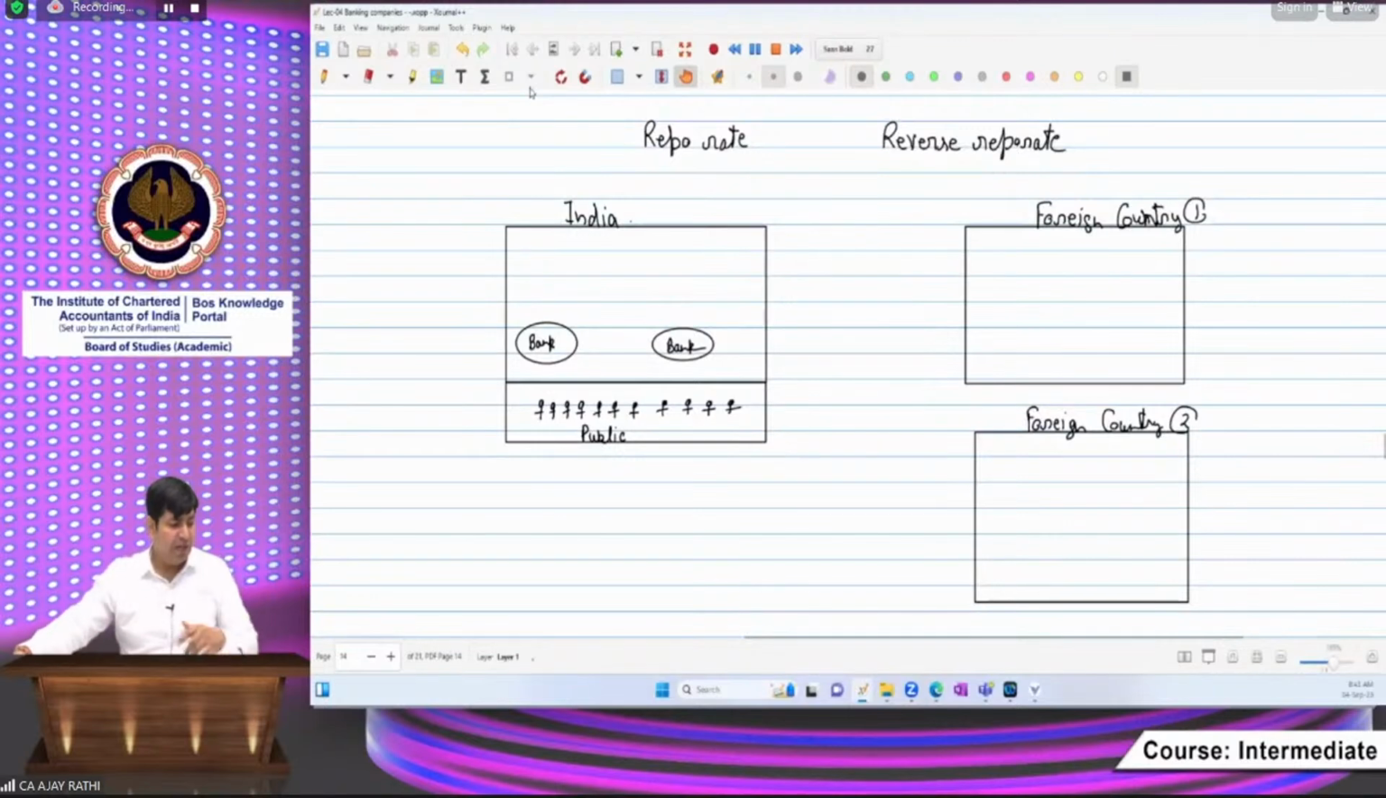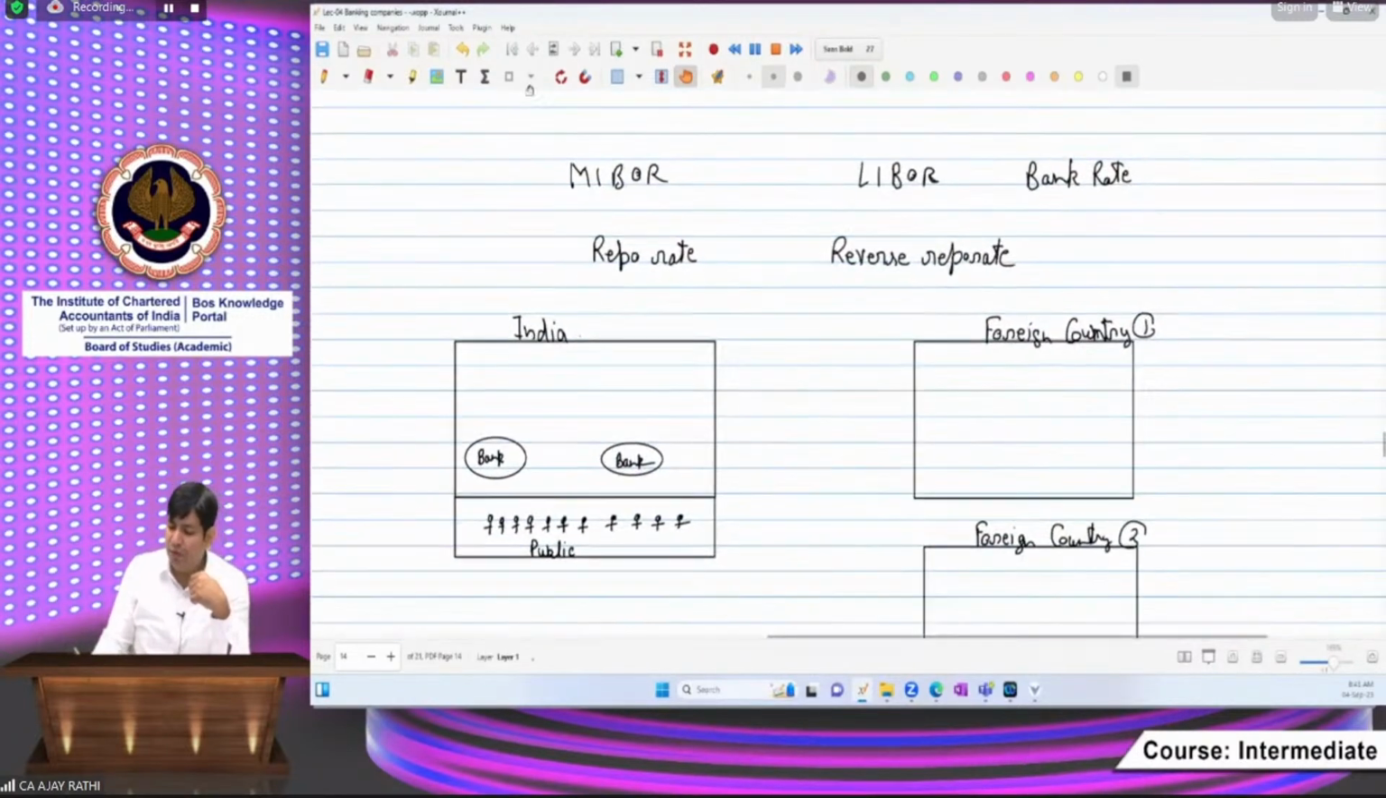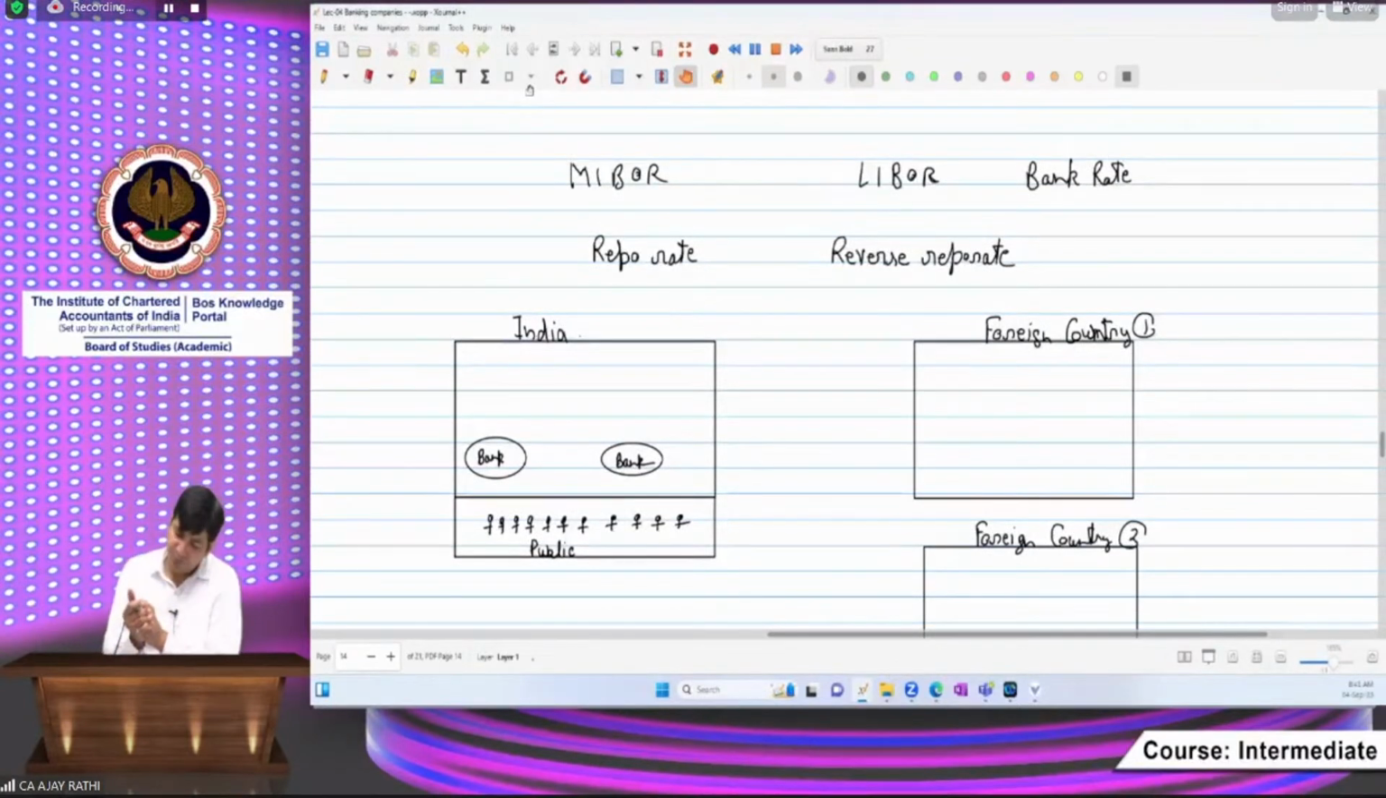After that, we shall be discussing bills for collection and the remaining topics. But there must be some theoretical coverage also. Those are part of the chapter, and those are very needed things of this chapter. Listen to these topics. What do you mean by repo rate? What do you mean by reverse repo rate? What do you mean by MIBOR? What do you mean by LIBOR, etc.?